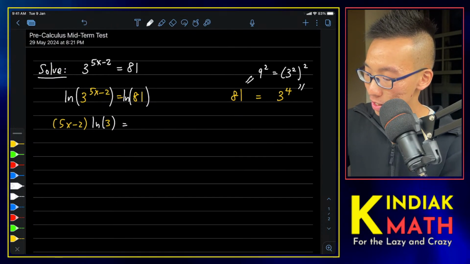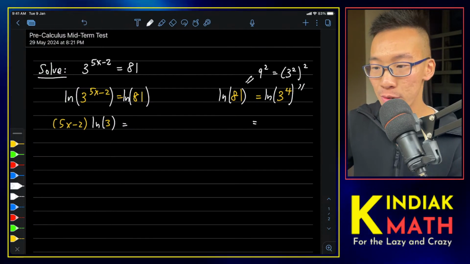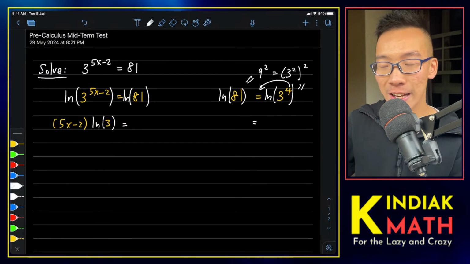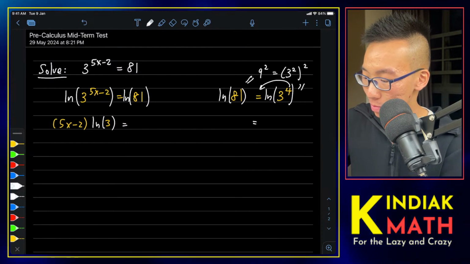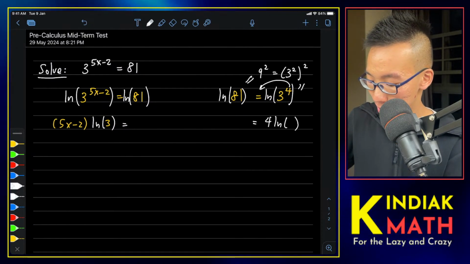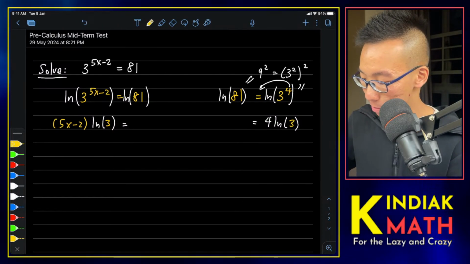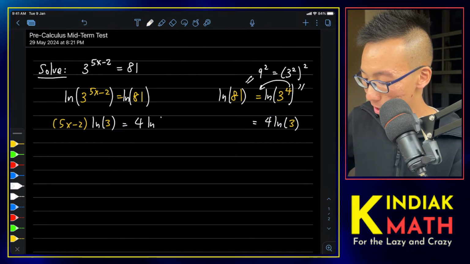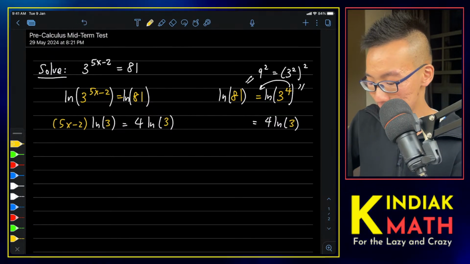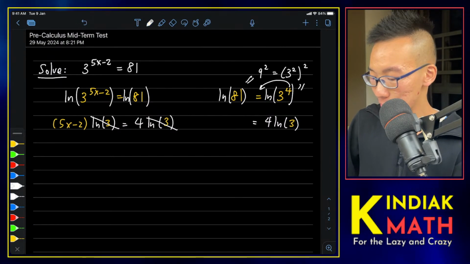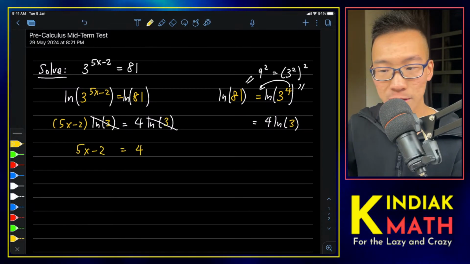Once you have that, taking the logarithm on both sides, we can bring the power down, just like in the previous case. Once we bring the power down, we simply get 4 times the logarithm of 3. With 4 times the logarithm of 3, we can now do a little bit of cancellation that gives us a relatively straightforward equation to solve.